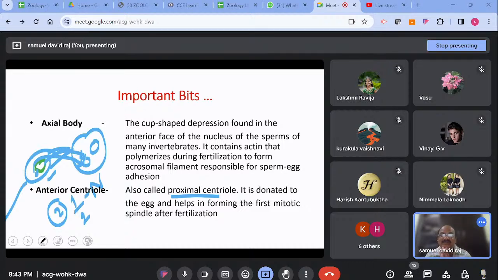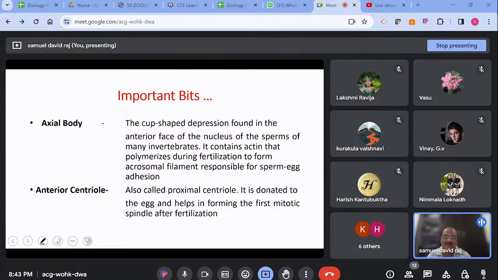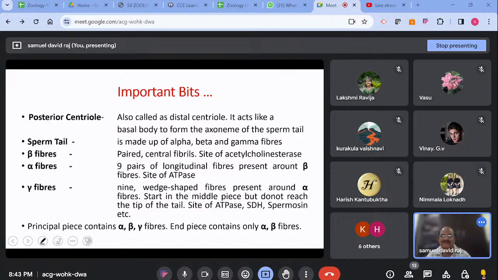What is this proximal centriole required for? When the ovum gets fertilized, it results in a zygote. The zygote now enters the process of cleavage, where it has to form spindle fibers during mitotic division, and the first mitotic spindle is formed by the proximal centriole during cleavage after fertilization. So the significance of the proximal centriole is that it is donated by the sperm to the ovum during fertilization, and it helps in forming the first mitotic spindle during cleavage.